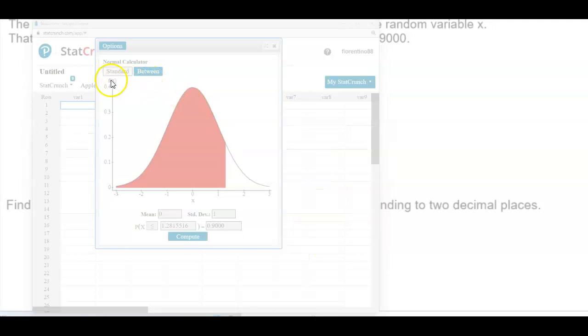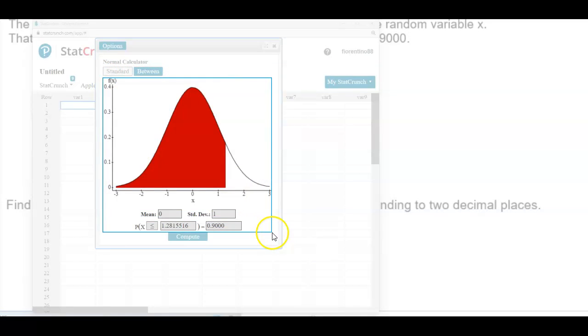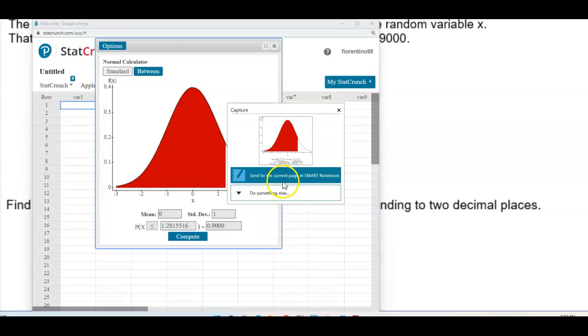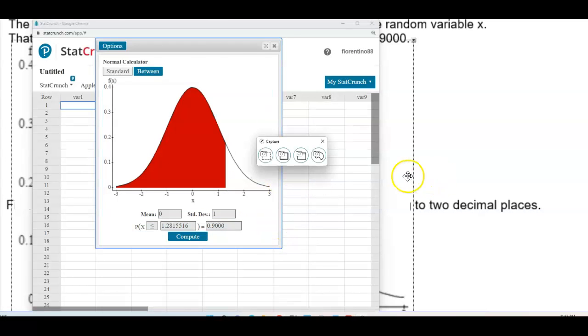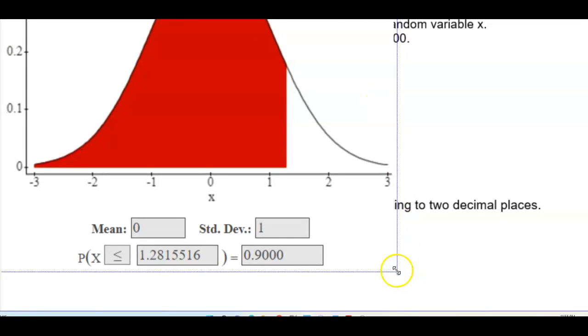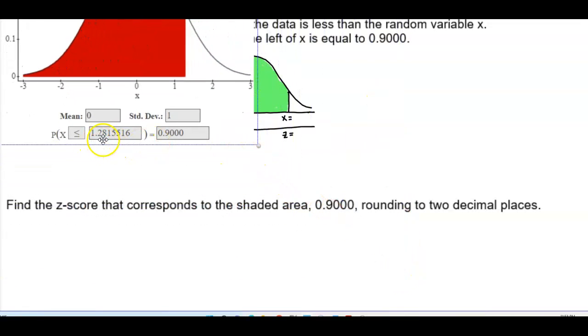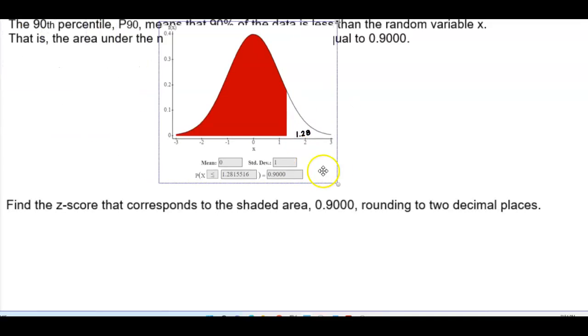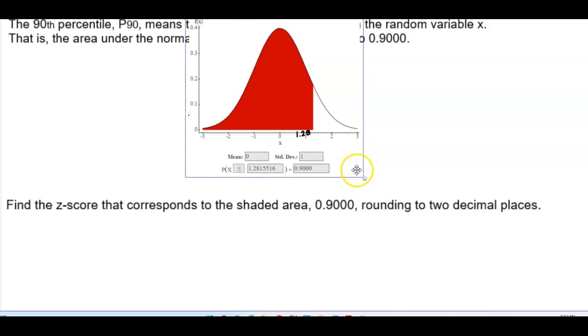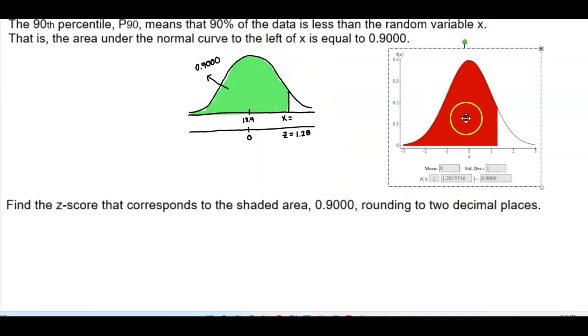And now let's take a look at the z-score that we get there. So there is the z-score. Rounded to 2 decimal places gives us 1.28. So therefore the z-score is 1.28. And as you can see here, this graph matches the graph that we had just drawn, which is very important to be able to draw.